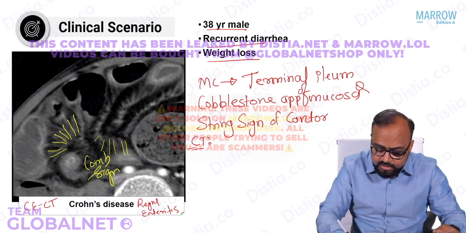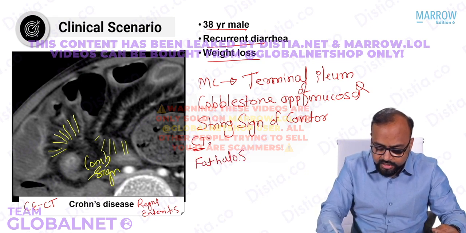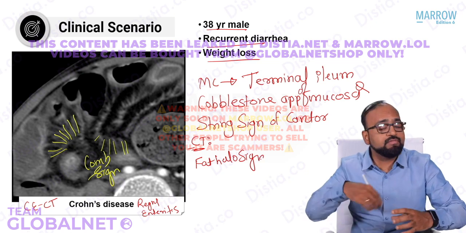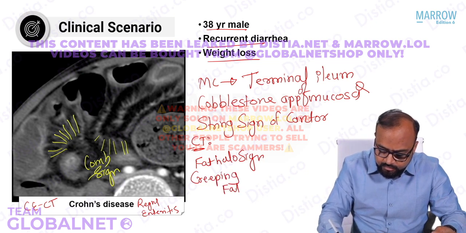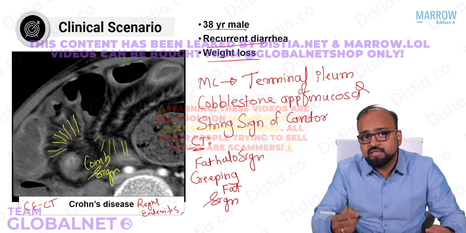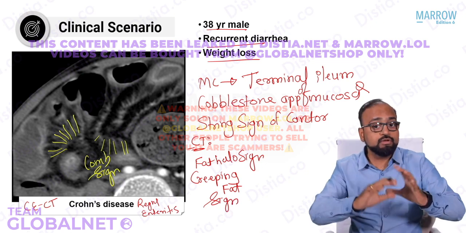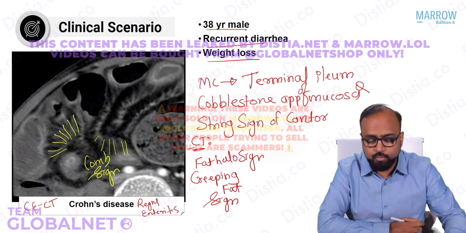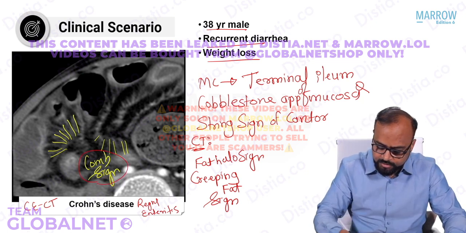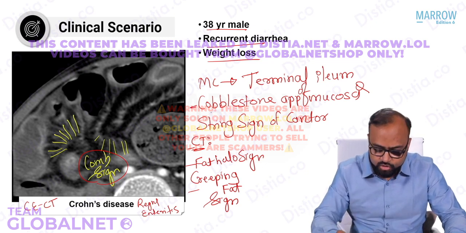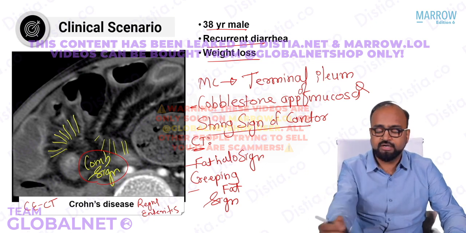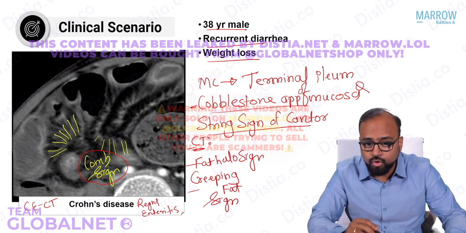There are various signs which have been described on CT as well. On CT, signs described are the fat halo sign, that is a halo of inflamed fat along the bowel loops because of the bowel inflammation, and the creeping fat sign, which is the fibrofatty proliferation of the mesentery around the inflamed bowel loop. So on CT: comb sign, fat halo sign, creeping fat sign. Whereas on conventional studies: cobblestone appearance of mucosa and string sign of Kantor. These are the features of Crohn's disease.